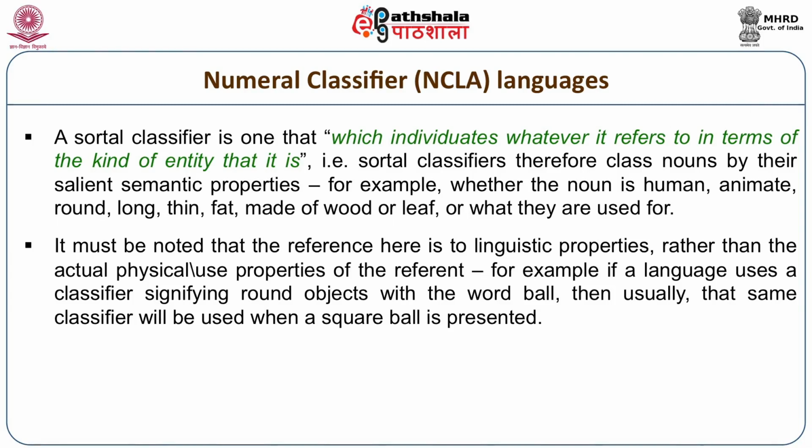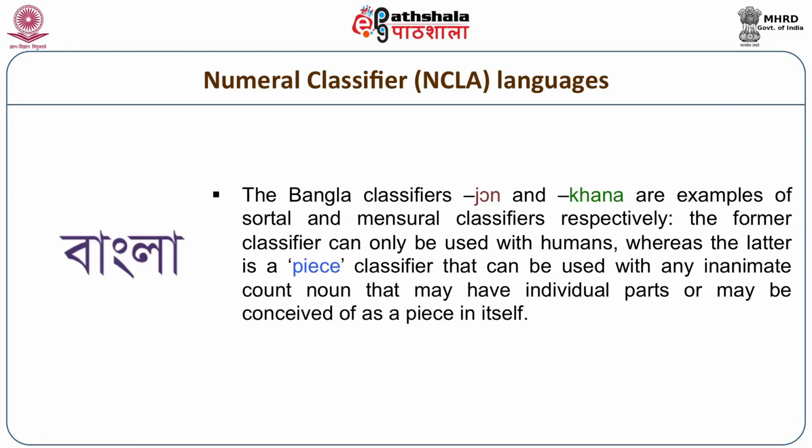For example, if a language uses a classifier signaling round objects with the word ball, then that same classifier will have to be used when the ball is square. The Bangla classifiers Jon and Khana are examples of sortal and mensural classifiers, respectively. Jon can be only used with humans and not with any other entities, whereas the Khana classifier is a measure word which can be used with any inanimate count noun that may have individual parts or may be conceived of as a piece in itself.